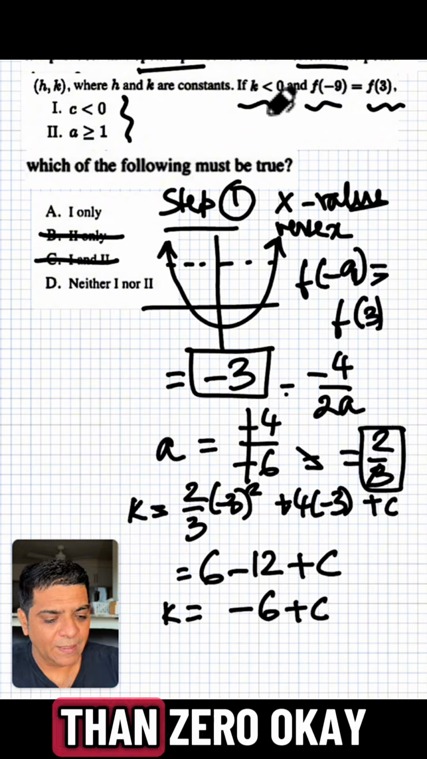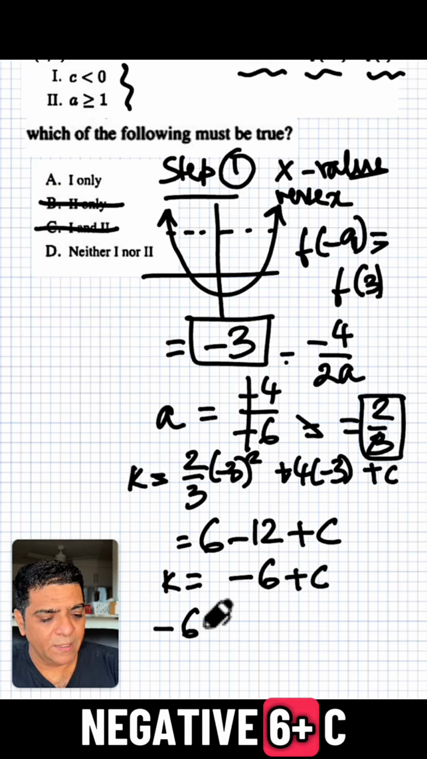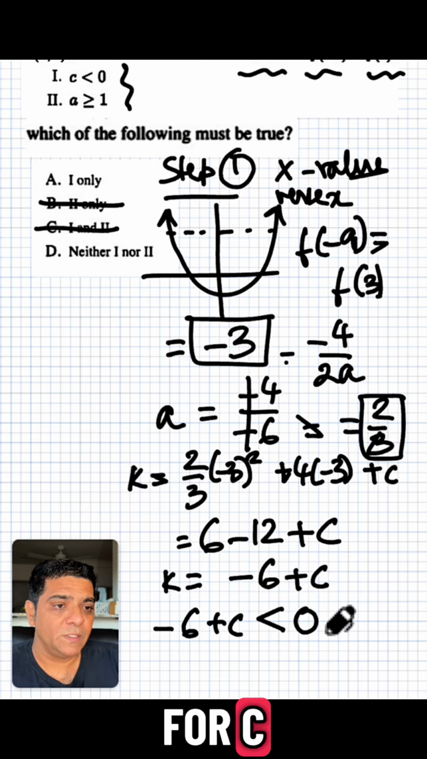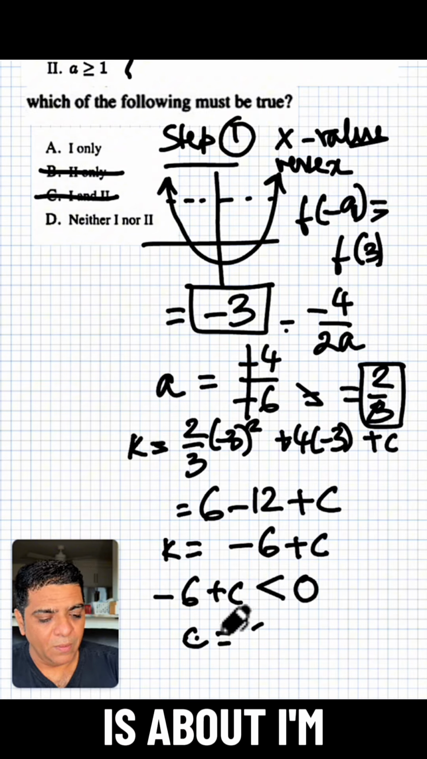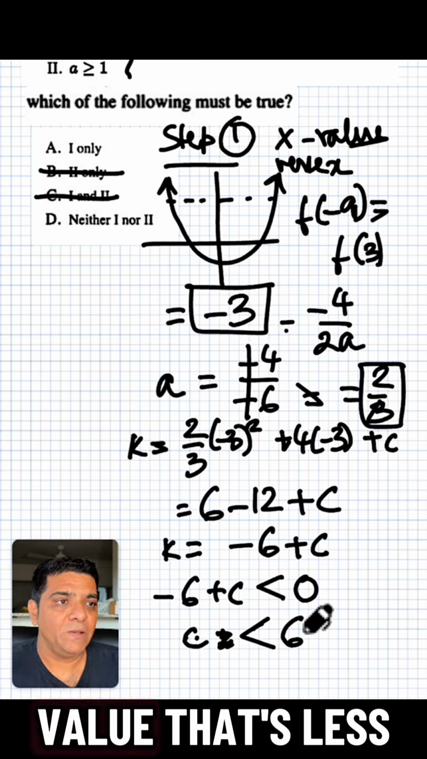Now remember, k is less than 0. So let's substitute this for k. If k is less than 0, then -6 plus c must also be less than 0. Let's solve for c. Bringing this to the other side, c is less than 6. So c is any value that's less than 6.